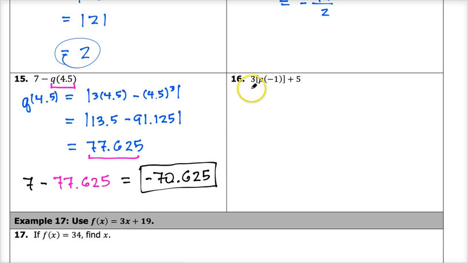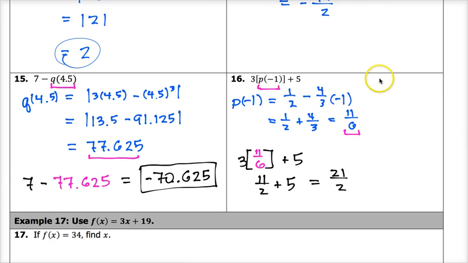Okay, number 16, 3 times p of negative 1 plus 5. I want you to pause the video and try this one on your own. Once you think you have an answer, click play to check. Okay, so for 16, we need to start by finding p of negative 1. If you do that correctly, you should get p of negative 1 equals 11/6. And then we plug 11/6 in for the p of negative 1. So we're taking 3 times 11/6 plus 5. You end up getting a final answer of 21/2 for number 16.